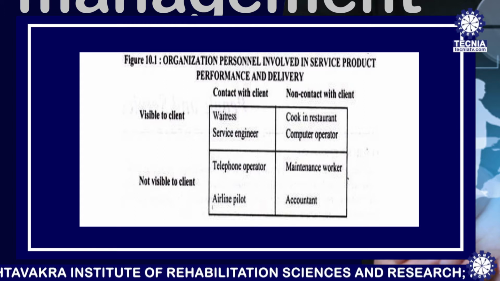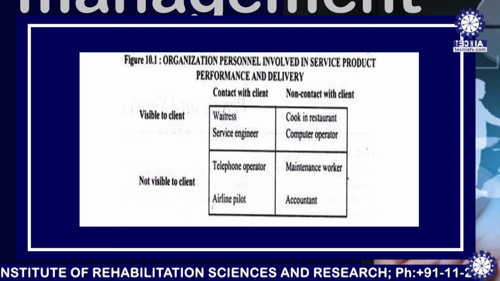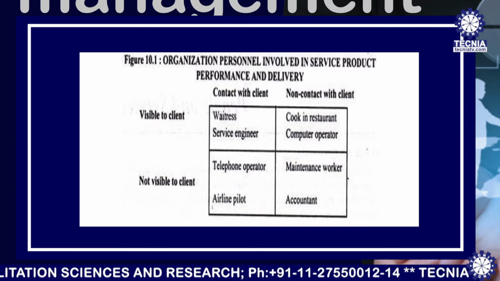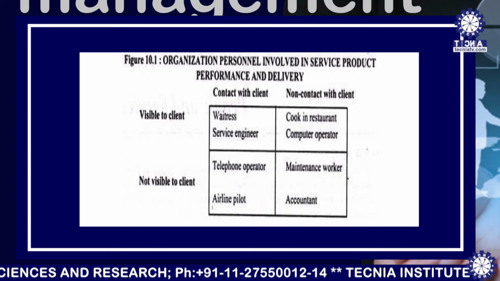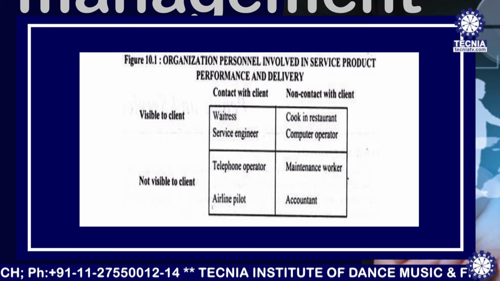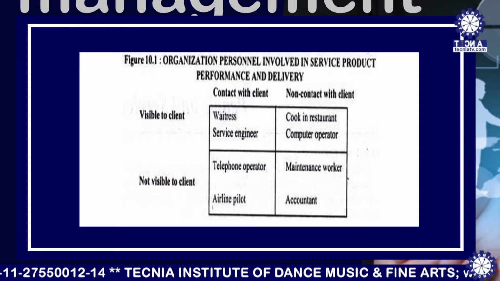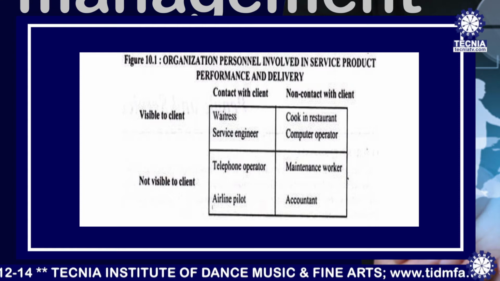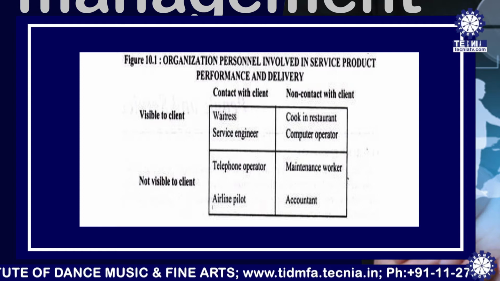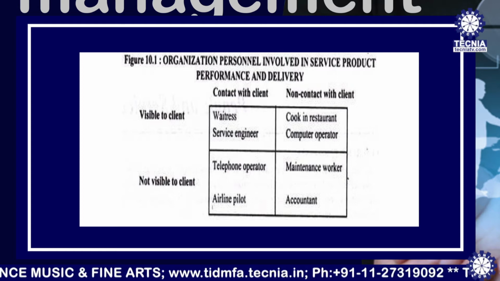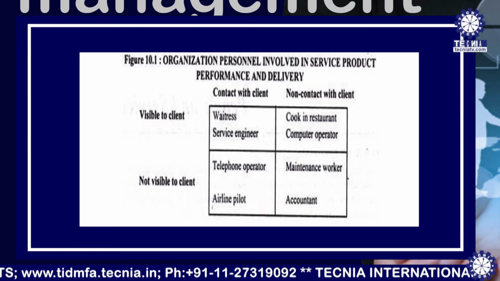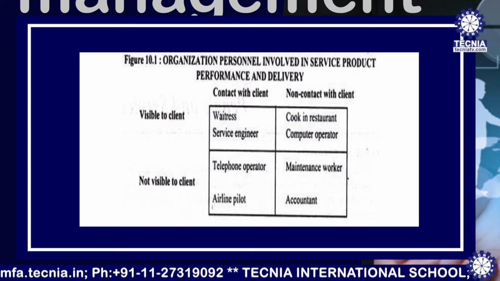When I go to see a doctor, the doctor is visible to me, and I am also in touch with the doctor. When I am traveling by airline, the pilot is not visible to me, but he is in contact with me. When I am going in for a maintenance repair, if I am just giving a call, the person is not visible to me and he's not in touch with me. He sends a second person in his place. So these are the four main categories of people whom we deal with in the service industry.